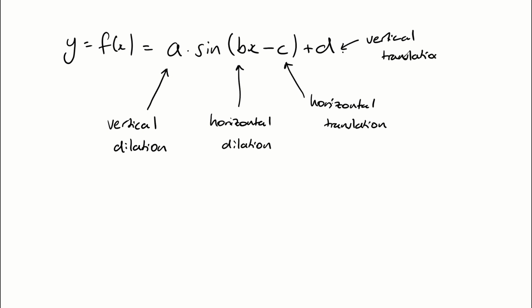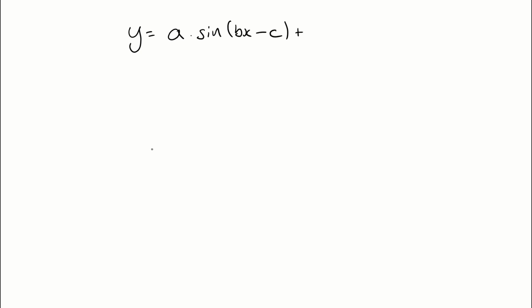That should make some sense from our function transformations videos about what the vertical dilation, horizontal translation, and vertical translation look like and what they do. We're just going to explore them now in a sine function. So let's come down here and redraw our equation: y equals a times the sine of bx minus c, plus d.